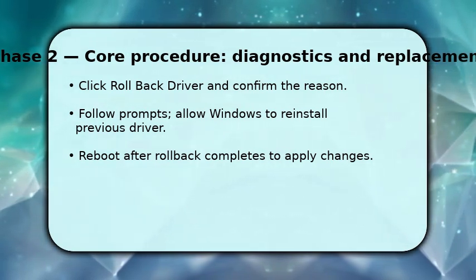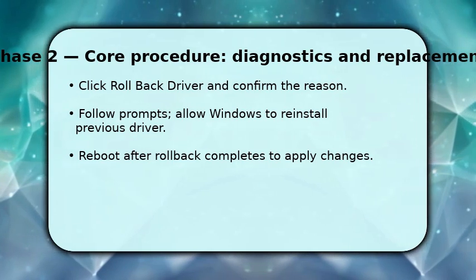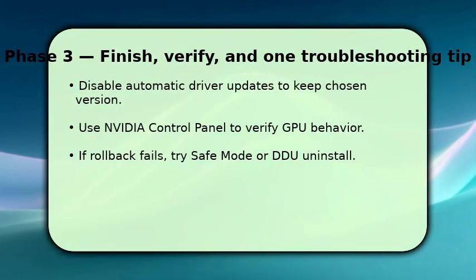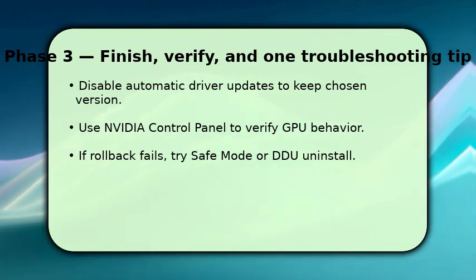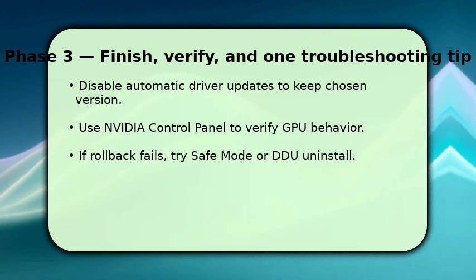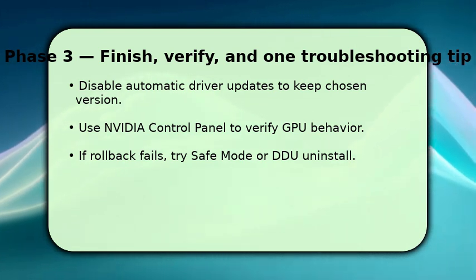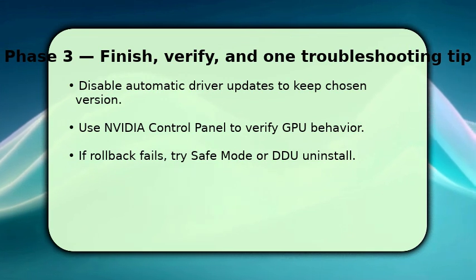You're in the final stretch. Disable automatic driver updates so Windows won't replace the rollback with a new version. Go to System Settings, Advanced Options, and turn off automatic driver updates. Then open Nvidia Control Panel to verify GPU settings and run a quick game or benchmark.